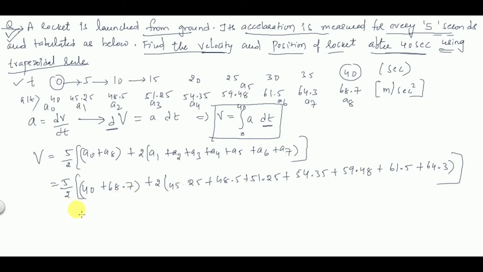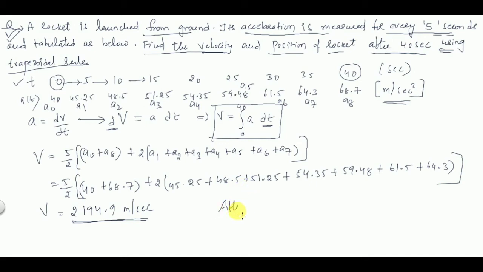Okay, so if you solve using your calculator, you'll get 2194.9 meters per second. This is your velocity because acceleration is given in meter per second square. This is the average speed at which the rocket is traveling for 40 seconds. So if this is your average speed, then what will be its position?